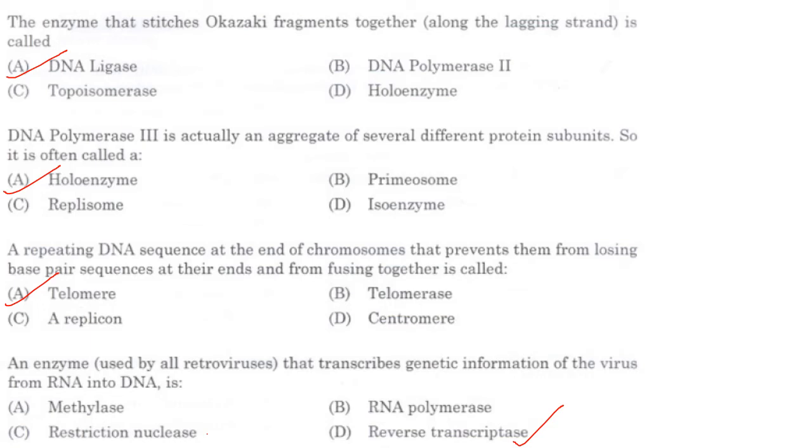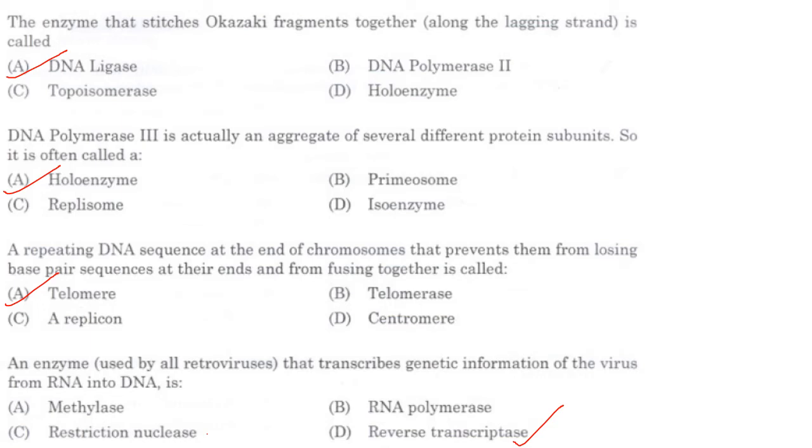DNA polymerase 3 is actually an aggregate of several different protein subunits, so it is often called a holoenzyme. Answer is option A. A repeating DNA sequence at the end of the chromosome that prevents them from losing base pair sequences at their ends and from fusing together is called telomere. Answer is option A. So the answer is telomere.